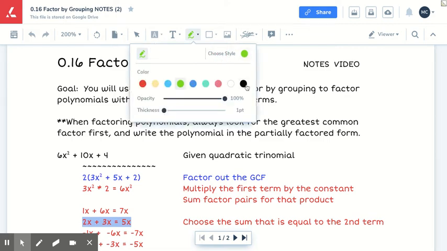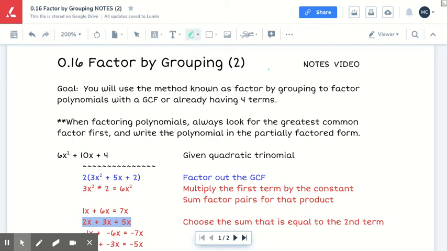So today we're doing the second part of factor by grouping. Yesterday we used it to factor quadratic trinomials, and I kept the problems to ones that did not already have a greatest common factor in them. But today we're going to look at some that do have a greatest common factor that we have to take out before we do any of the other grouping work. So here we go.